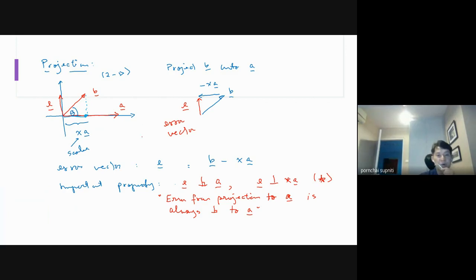So this is actually an important property. You can think about projection as approximation. You can think about it that way, okay? So when we say we project a vector onto another vector, in a way it is an approximation of vector B with vector A, okay? So this error from approximation or estimation, okay, is orthogonal to what you want to approximate, okay?